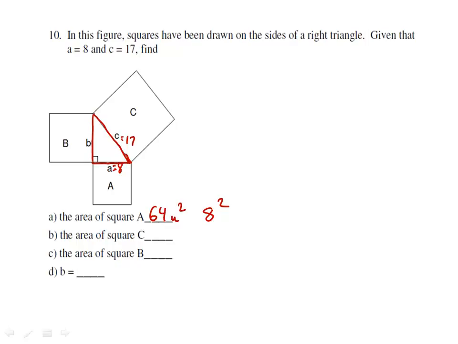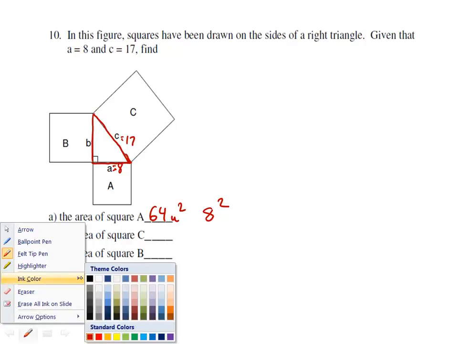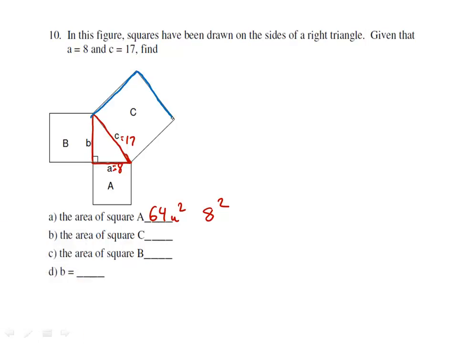All right, the area of square C, you can see square C here. And it has a side length of 17, so that would be 17 squared, which is 289. And let's write these areas in the squares here. 289, 64.